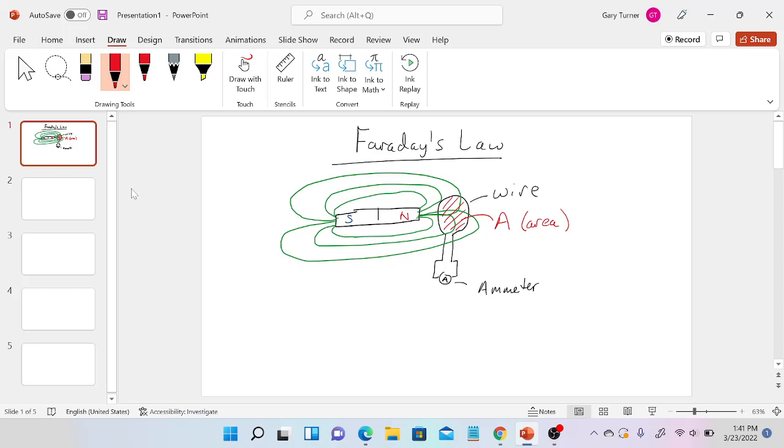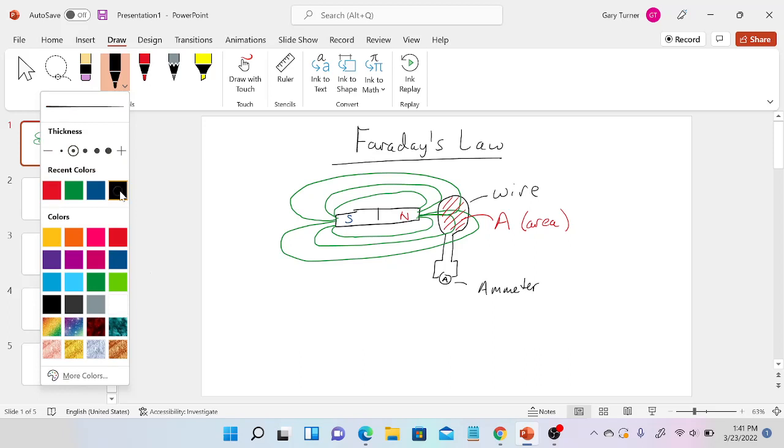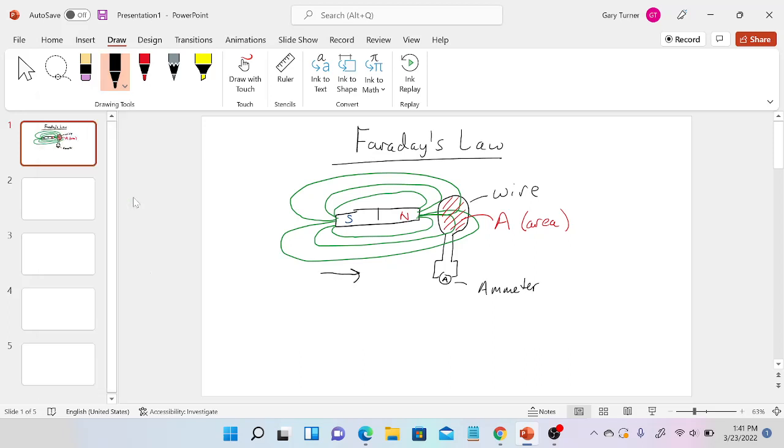Okay. And what was noticed is if I bring the magnet close to the loop, the ammeter sees a tick. And if I take the magnet away, the ammeter sees another tick. But these ticks are opposite in sign. The current will flow one direction when you push the magnet toward the coil, and it'll move in the opposite direction when you pull the magnet back.